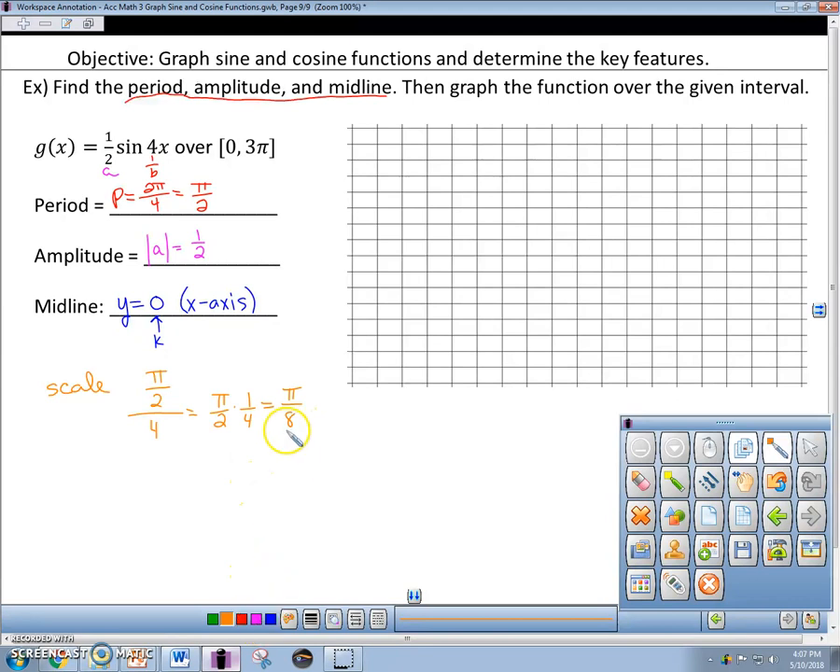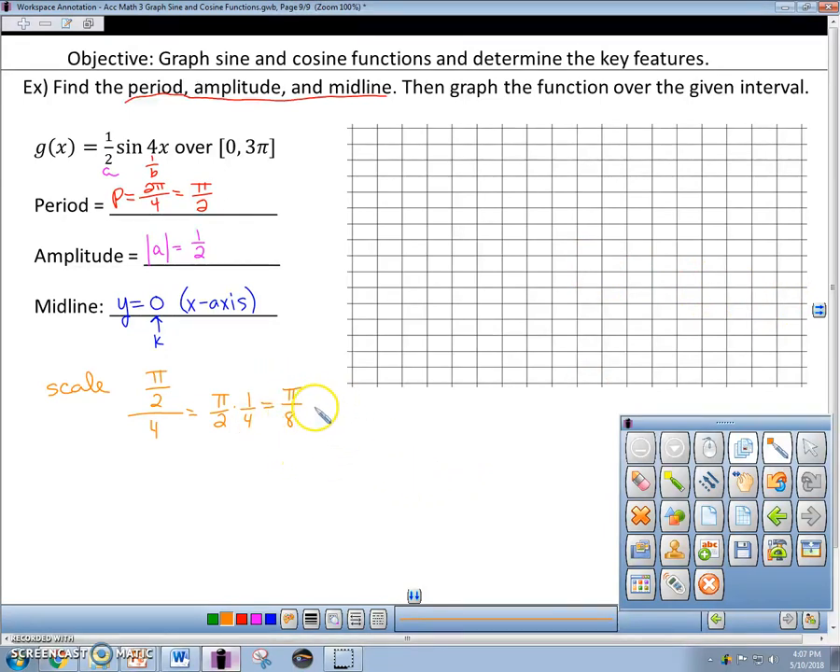The problem with that is that we would need 8 squares for each pi interval, and we have 3 pi, which means we would need 24 squares. So we have 2, 4, 6, 8, 10, 12, 14, 16, like we have 18 squares at all. So unfortunately, this will not work.